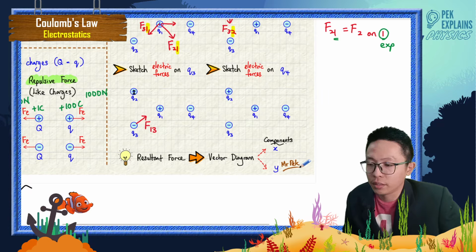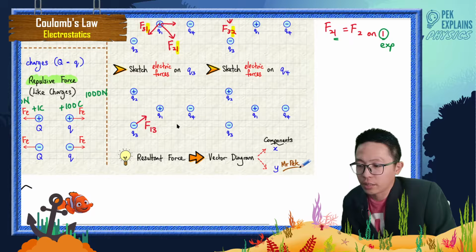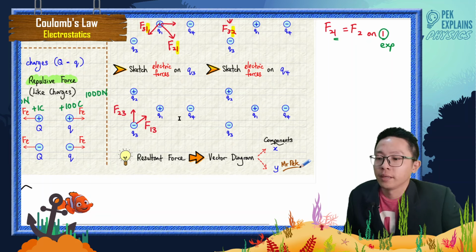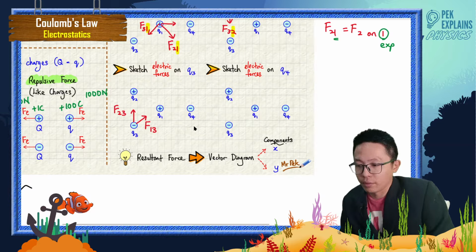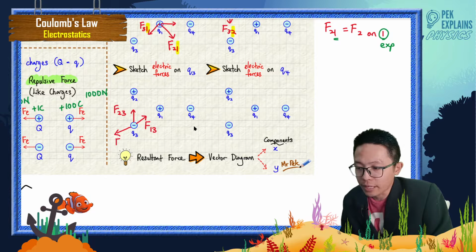Between 2 and 3, also opposite sign, attract. So this is F23. And between 3 and 4, same sign, negative and negative, repel. Very hard to draw. Negative and negative repel. This is F43.